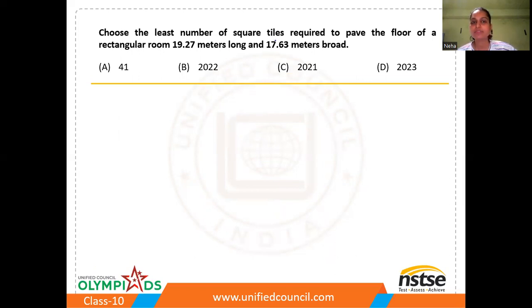Choose the least number of square tiles required to pave the floor of a rectangular room 19.27 meter long and 17.63 meters broad. Okay, so what we have to find out here? We have to find the least number of square tiles required. Whenever we talk about the least number, I always think about the highest common factor, right? The values which are given are in decimal, and with the decimal, it is very difficult to find the highest common factor. So one thing I can do first, I can just convert it into centimeter.